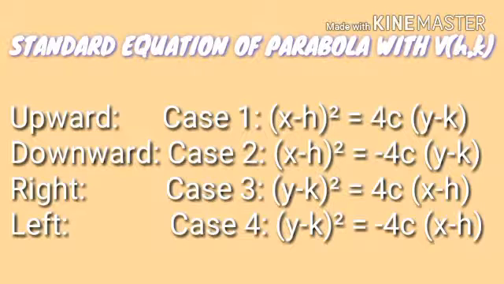The only difference is that we just added h and k in here because our vertex is no longer located at the origin. To get the standard equation, we will just substitute the given coordinates to the equation. If its opening is upward, then we'll use case number 1. If its opening is to the right, then we'll use case number 3.